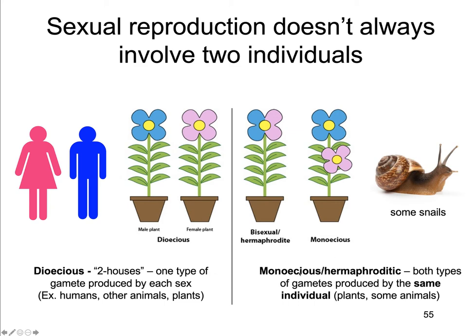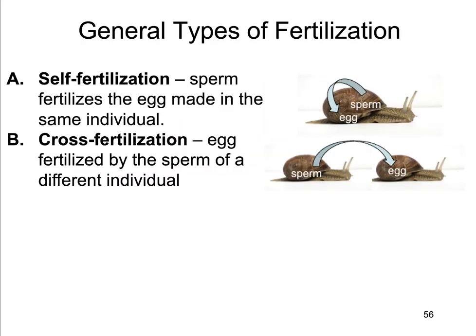And so monoecious means one house, and basically you can have both types of gametes produced in the same individual. So for example, you can have a hermaphroditic flower that produces both eggs and sperm, or you can have an individual plant that has some male flowers and some female flowers. So some produce sperm, some produce eggs, but essentially these are genetically identical. And for example, we see hermaphroditic animals as well. Some snails can be hermaphroditic, where they have both male and female parts and can produce both sperm and eggs. And there are other animals outside of snails that can do that as well.